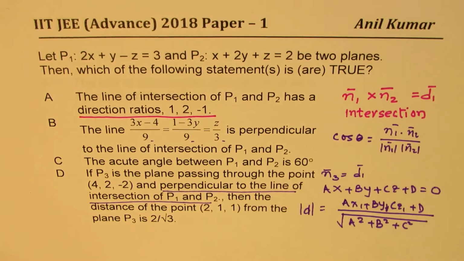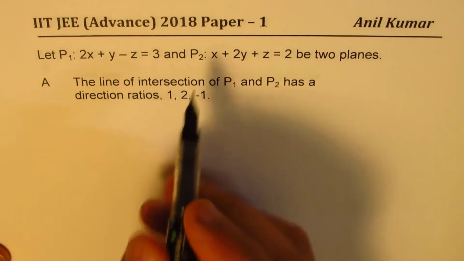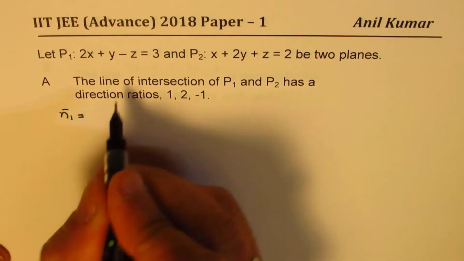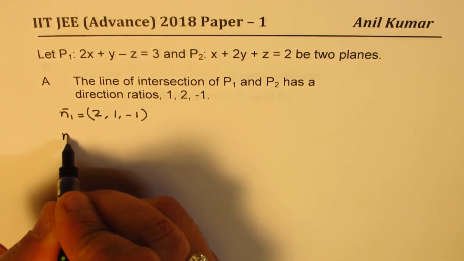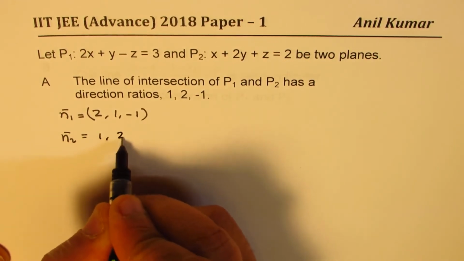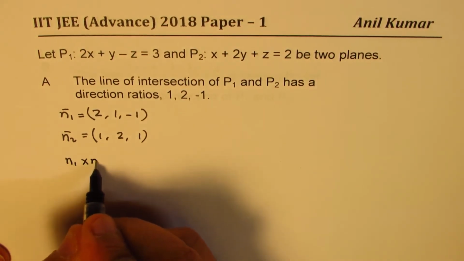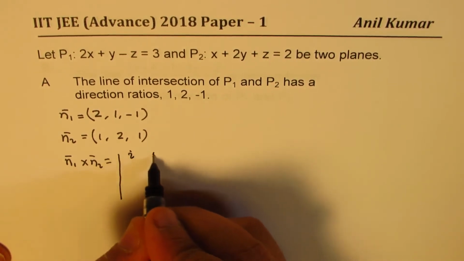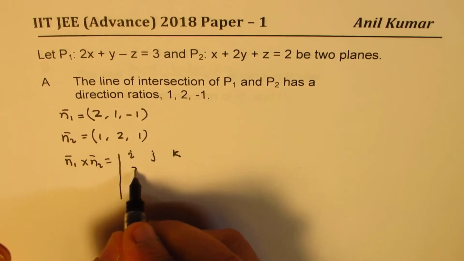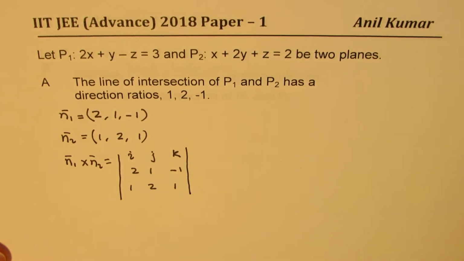The very first one here is, we need to find the line of intersection. I've rewritten all these questions here. For plane 1, let's write the normal, which is 2, 1, minus 1, correct? And for plane 2, the normal is 1, 2, 1, correct? Now what we need to find is n1 cross n2. Let's use the determinant to find the value: i, j, k; 2, 1, minus 1; 1, 2, 1. So that gives you what value?